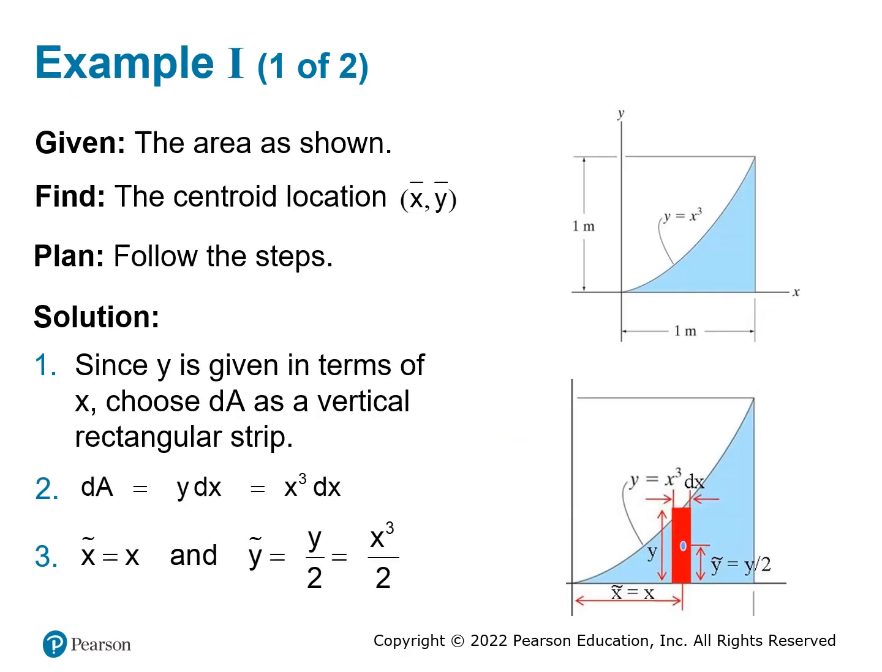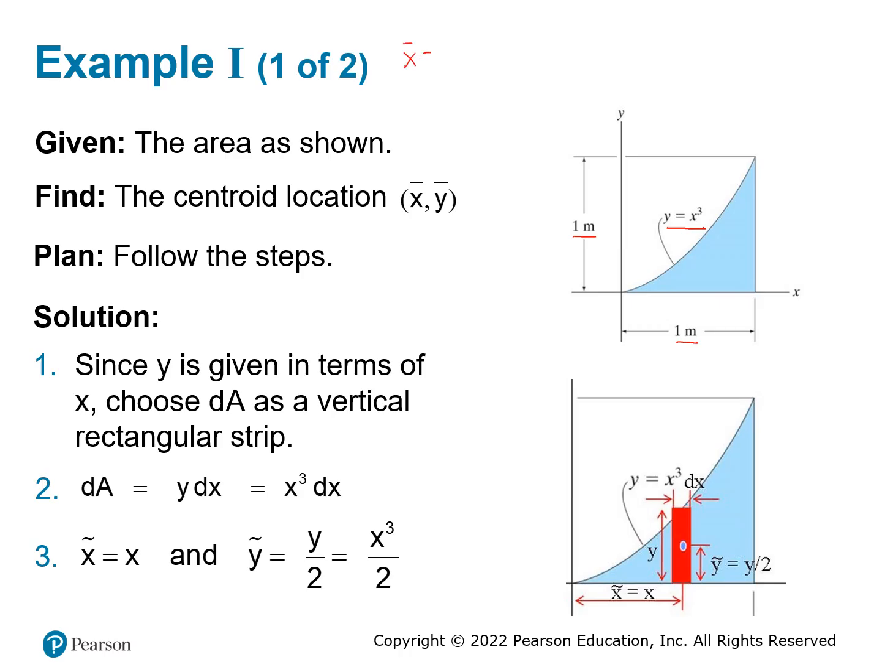Let's use a real example to show you the complete process. So now we have an arbitrary shape like this. The y is a function of x, and this is the function, which is equal to x cubed. The extent of this area is from 0 to 1 meter in the x-axis and also in the y-axis. And we want to use the same equation to find the centroid location.